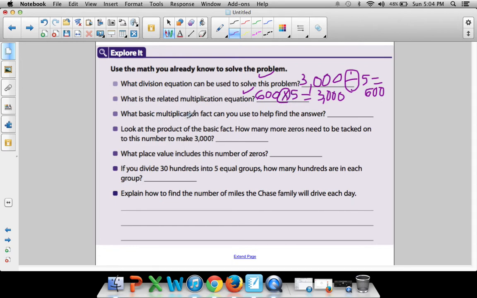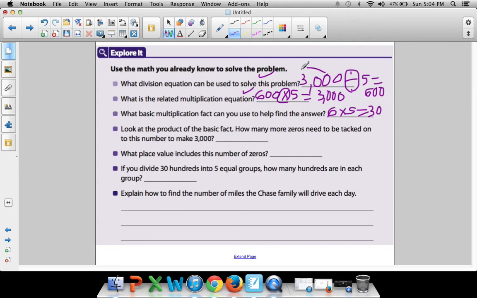What basic multiplication fact can you use to help you find the answer? Well, even though there's a whole bunch of zeros on these problems, doesn't this remind you of a more simple fact that has no zeros at all? Imagine all these zeros were gone, and all you had was 6 times 5. And that equals 30.